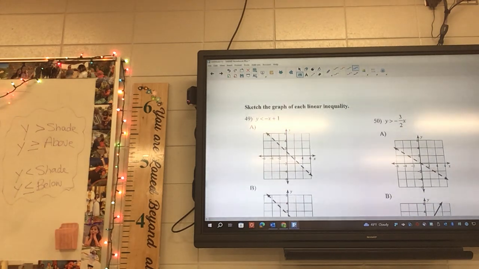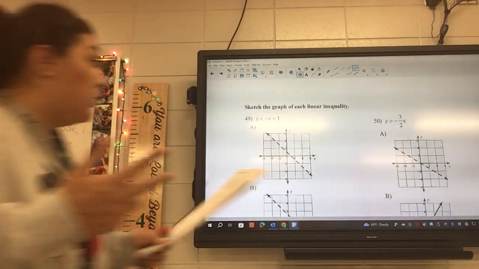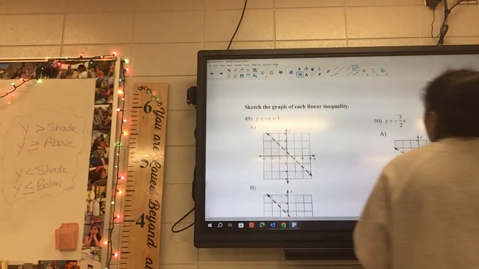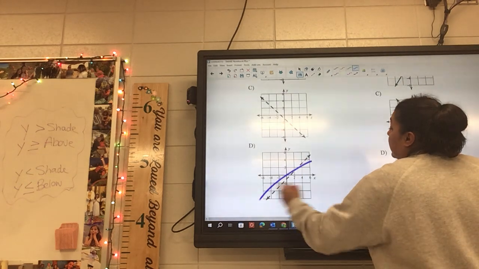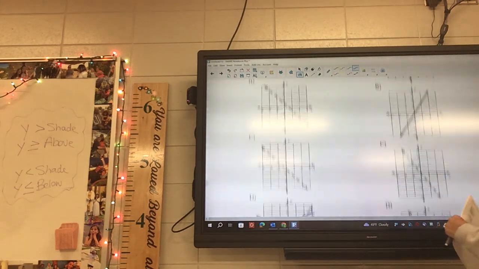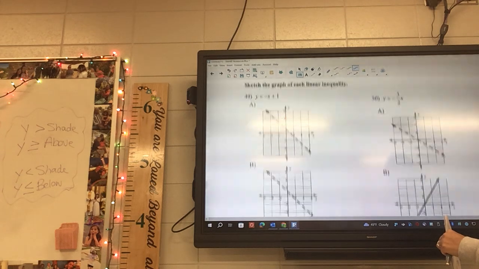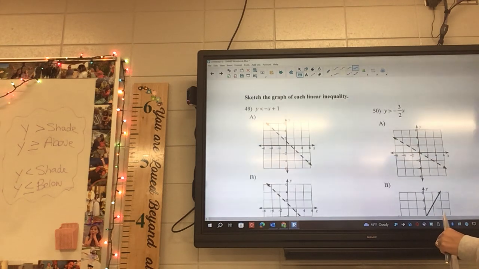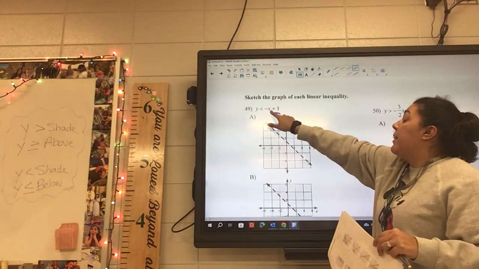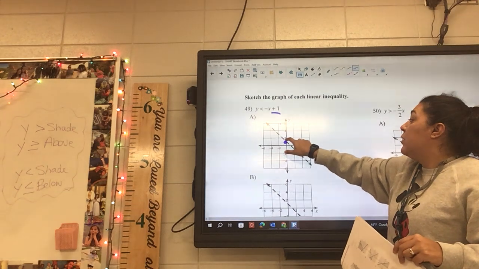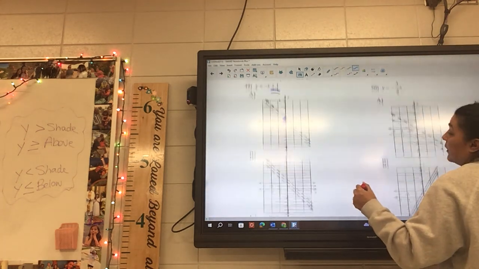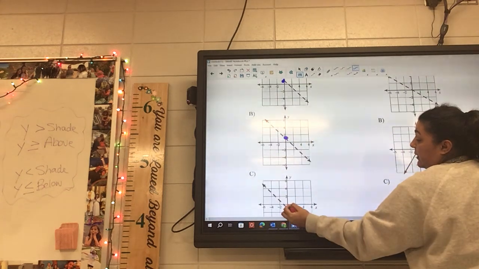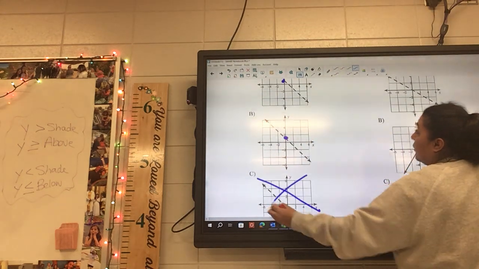So again, what can we eliminate? We can eliminate D. D is positive and it should be negative. So we can eliminate D for sure because that's a positive line. From there, we kind of just have to look. Our graph should start at positive 1, so at the y equals 1 line. B does. C starts at negative 1, so that one's not going to work.